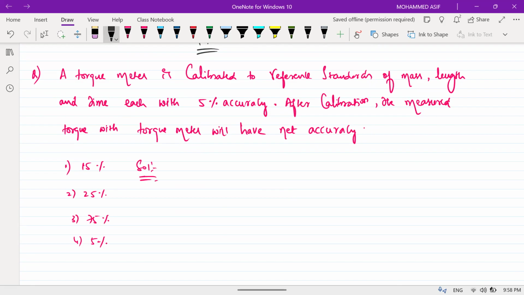चलो करो जल्दी से. A torque meter is calibrated with a reference standard of mass, length and time, each with 5% accuracy. यानी परसेंटेज एरर्स दे रखा है. 5% है किस किस में? मास में, लेंथ में एंड टाइम में. After calibration, the measured torque will have a net accuracy. How much बेटा? 25%. और कोई? 15.